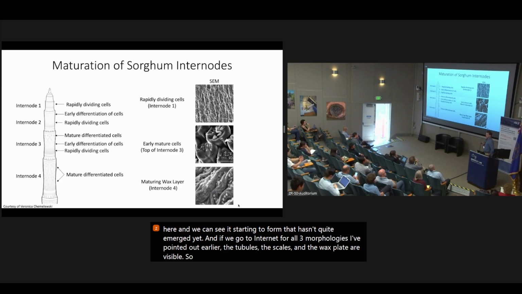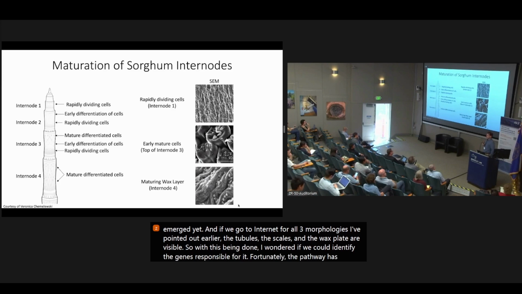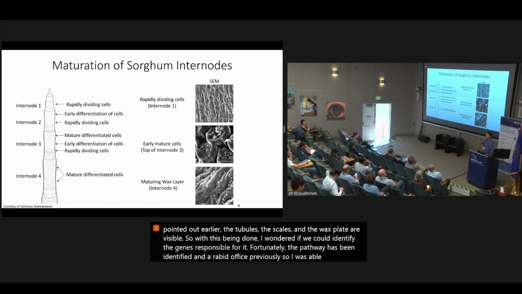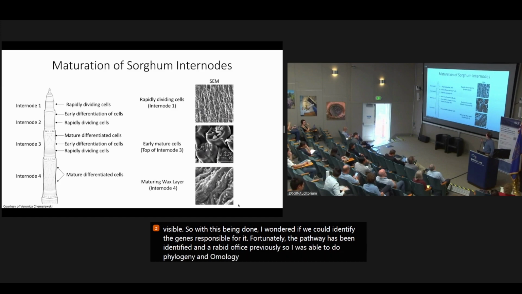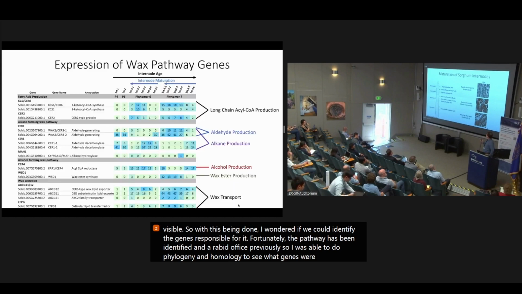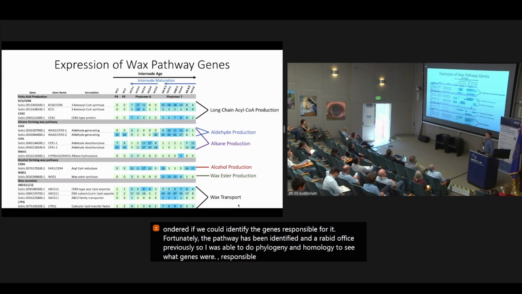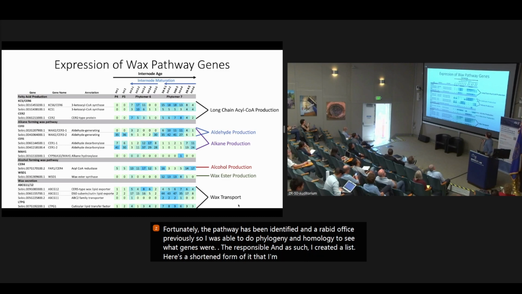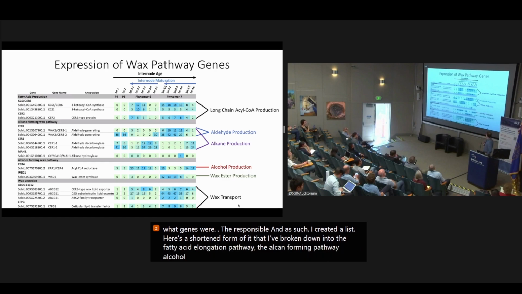So with this being done, I wondered if we could identify the genes responsible for it. Fortunately, the pathway has been identified in Arabidopsis previously, so I was able to do phylogeny and homology to see what genes were responsible. And as such, I created a list. Here's a shortened form of it that I've broken down into the fatty acid elongation pathway, the alkane forming pathway, the alcohol forming pathway, and transport.